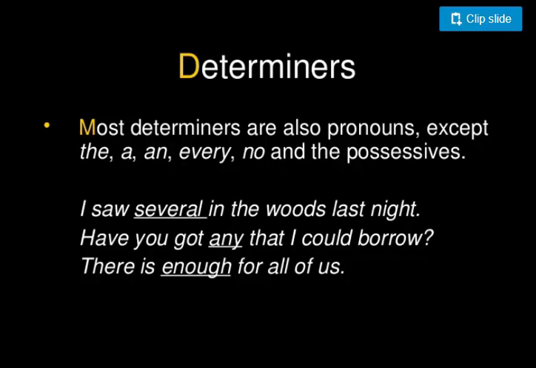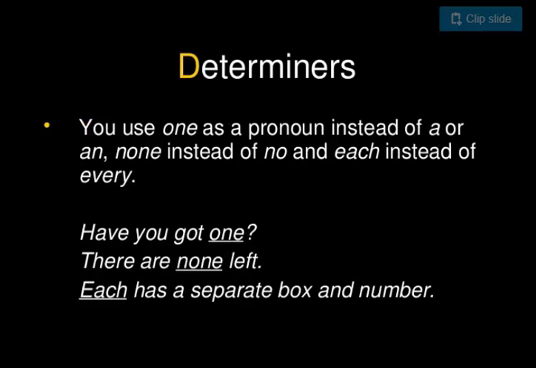For example: Have you got any that I could borrow? And there is enough for all of us. So such determinants are also used as pronouns, which come in the place of a noun and function as a noun, right? You use one as a pronoun instead of a or an, none instead of no, and each instead of every.